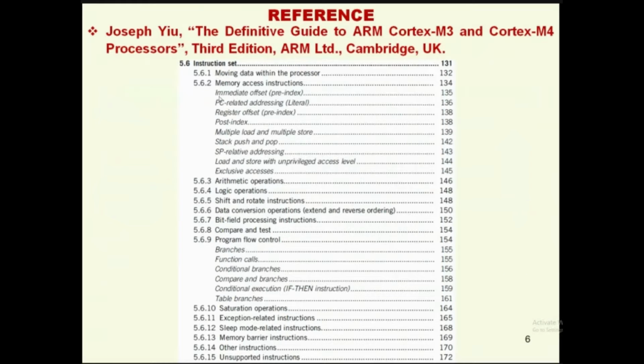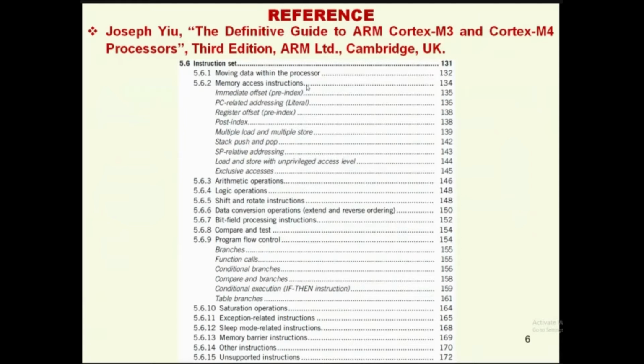Quickly to refresh, 5.6.1 talks about moving data within the processor. Moving the data within the processor means moving the data between registers. And 5.6.2 talks about memory access instructions. As we all know, memory access with respect to RISC architecture is load store architecture. So load means registers are loaded from the memory. Store means the content of the registers are stored into memory.